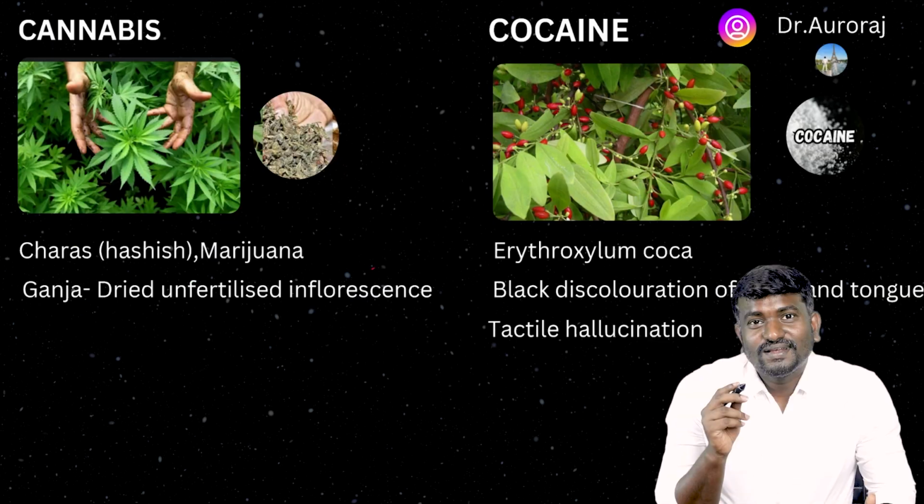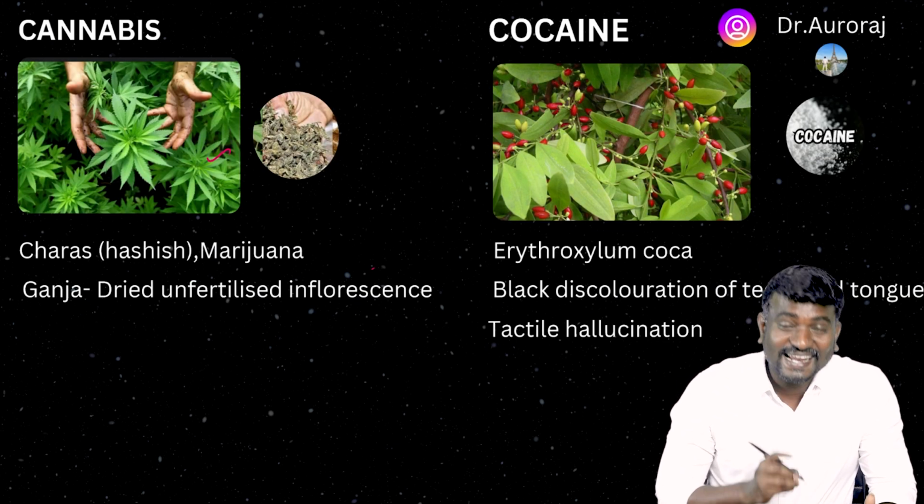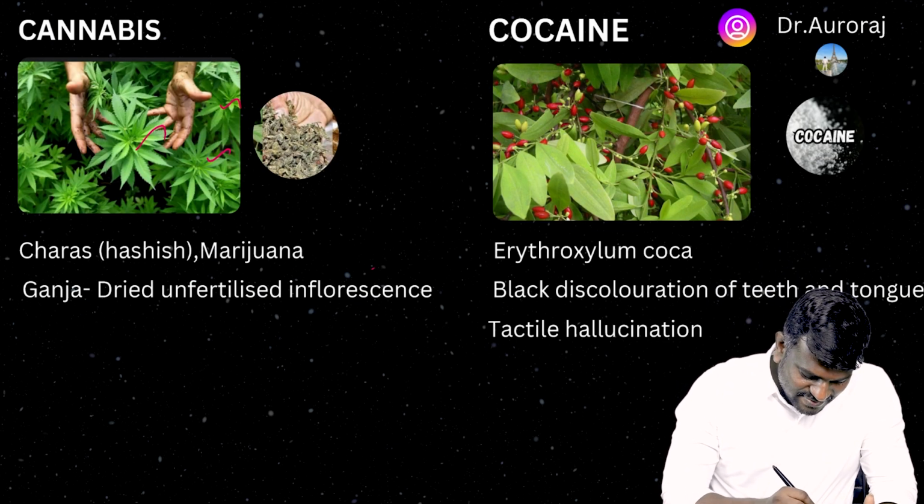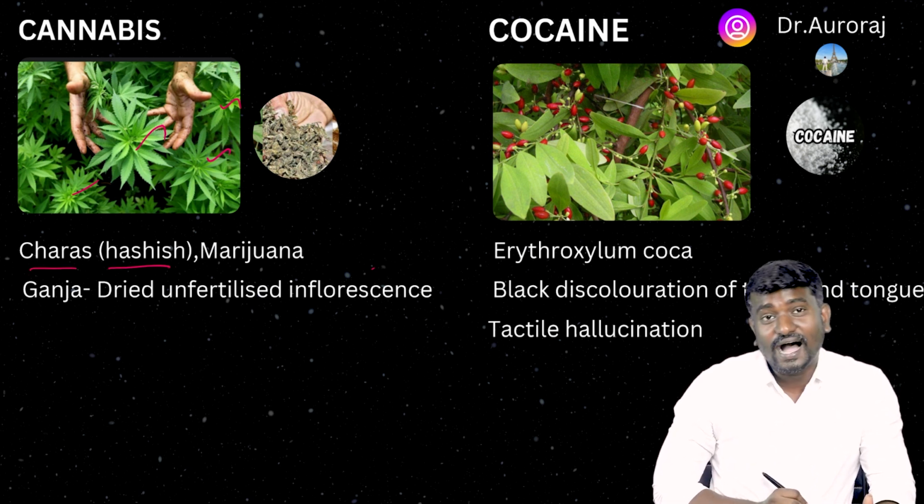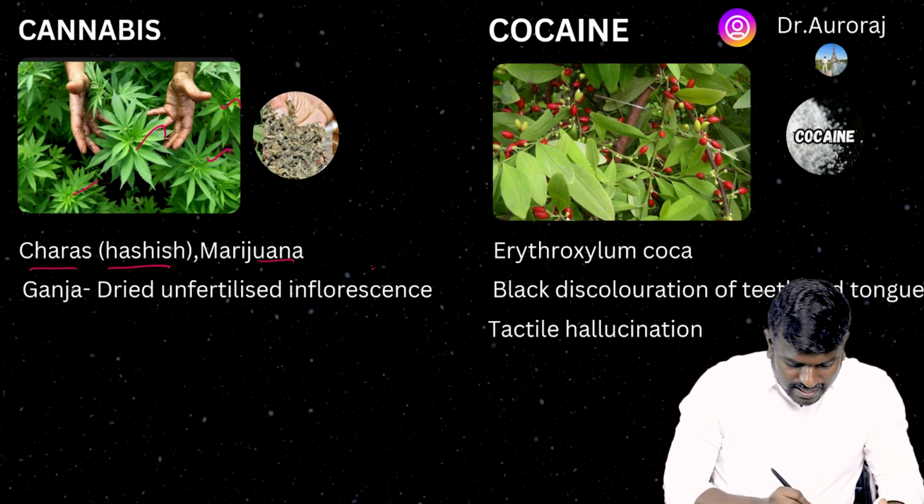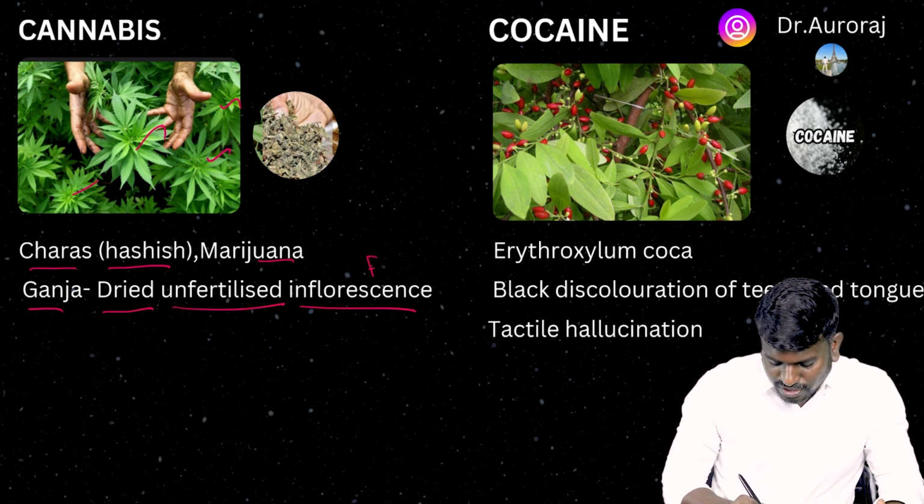Yes. Look at the plant here. This is called as what? Cannabis sativa. Very good. Yes, the various forms of its drugs is going to be called as what? Charas, which is also called as hashish or marijuana. Ganja is going to be dried, unfertilized inflorescence. Inflorescence are going to be flowers.